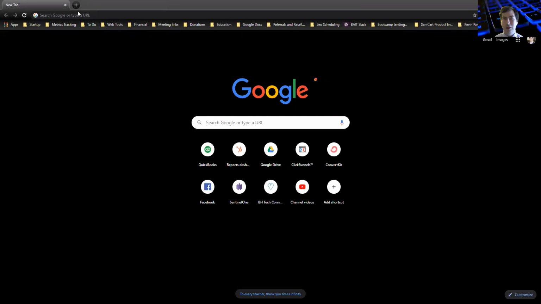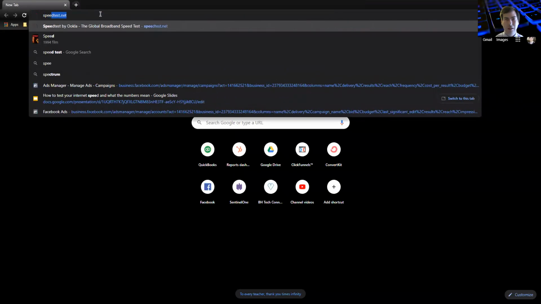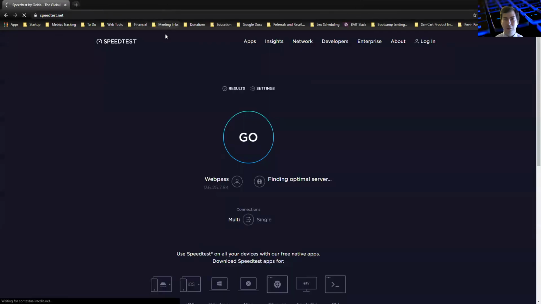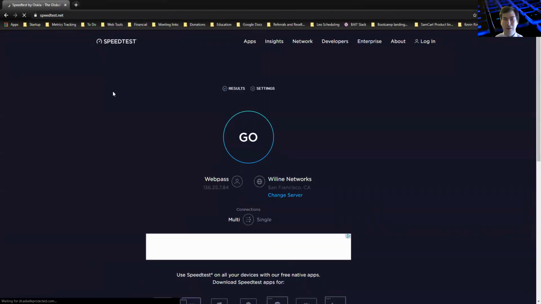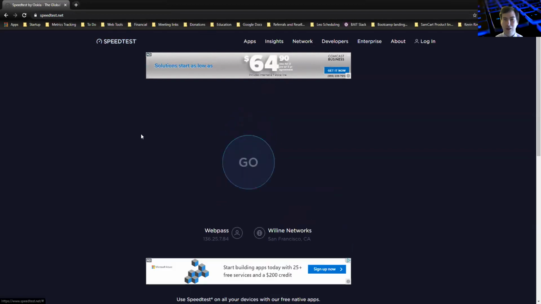And the first thing you want to do is go to speedtest.net. And you'll know you're in the right place when it opens up something like this. You've got the little icon here for an RPM indicator, speed test. In a Google search, it'll say Ookla by Ookla. And the first thing you're going to do is just hit go.